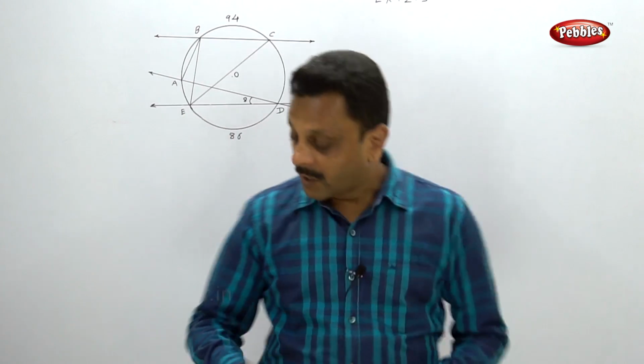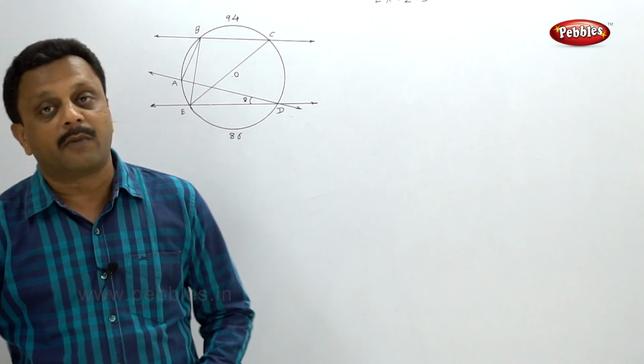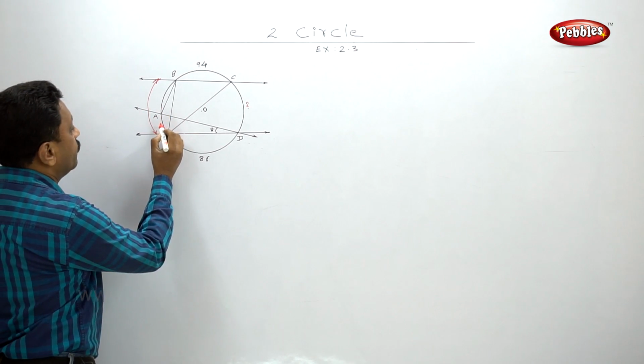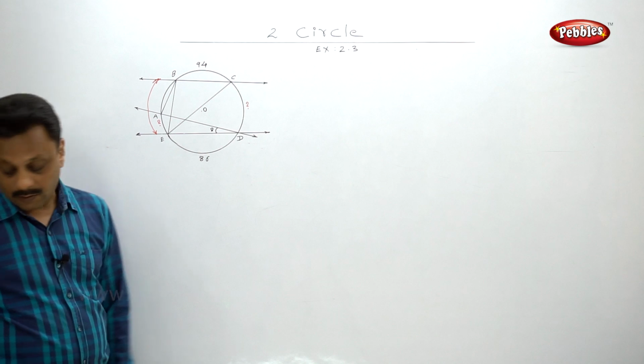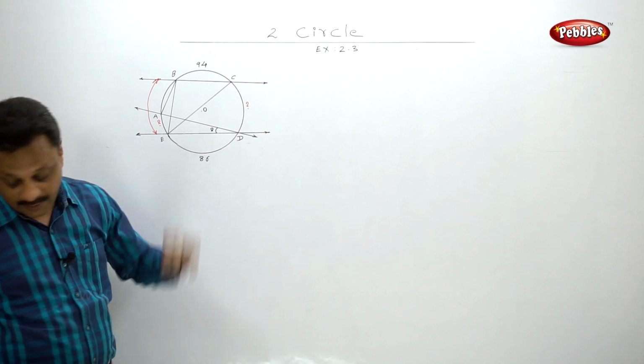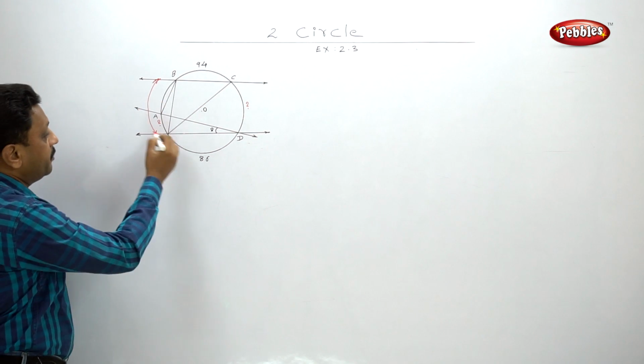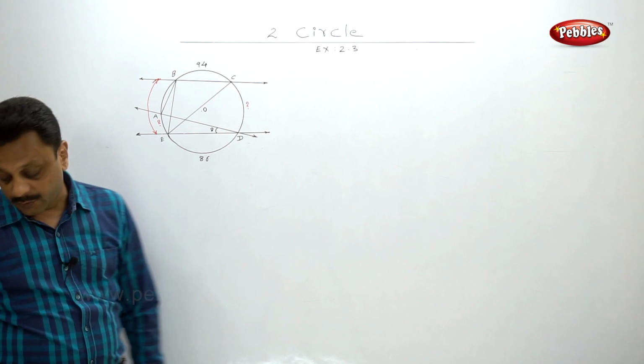Okay. This is what is given. Now what we have to find out, we will mark in red. AE we have to find out. Then major arc DC, DC we have to find out. Then major arc EB, EB, this complete arc, we have to find out.